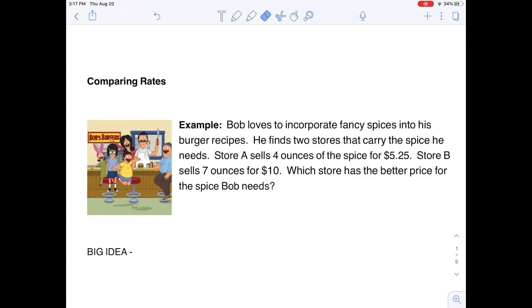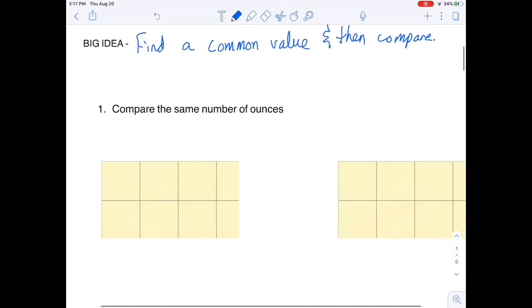We're going to be focusing on finding a common value and then comparing. I'll look at 4 different common values. In each case, I'll use a table to organize my thinking. First, we're going to compare the same number of ounces.